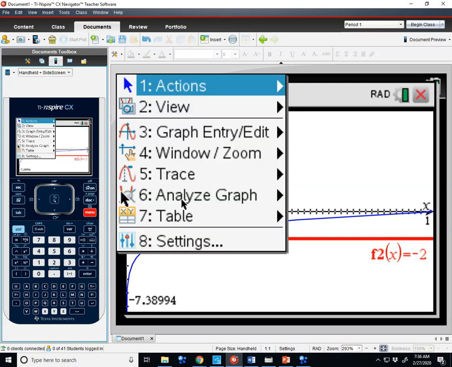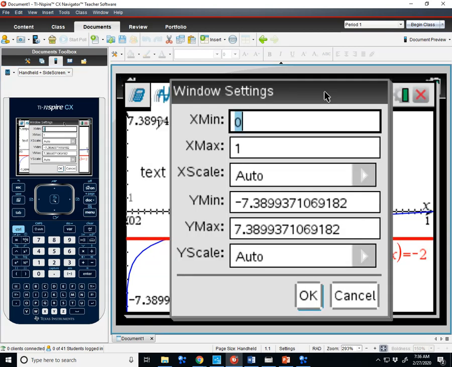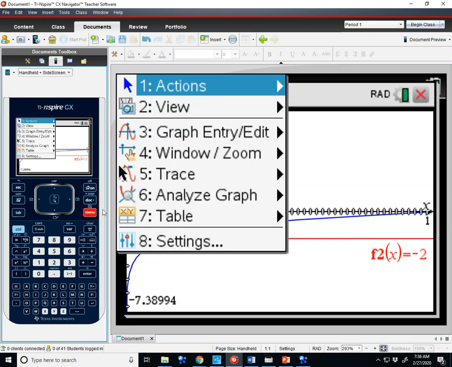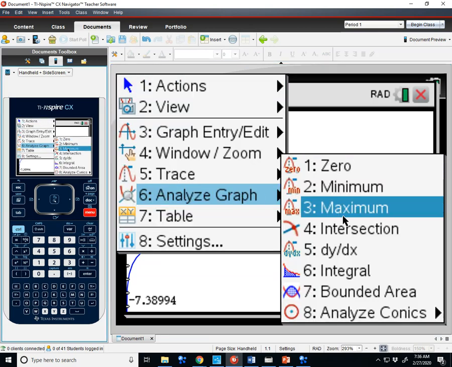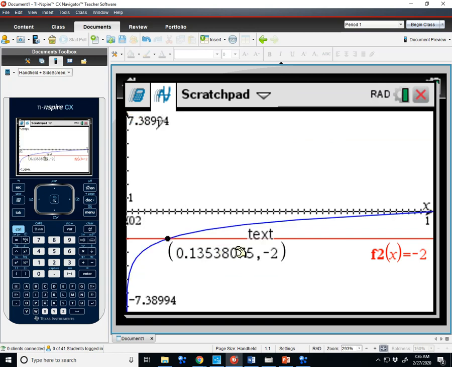There we go. Menu, Windows Zoom, Windows Settings. So when I want to isolate a domain that's stated, I use Windows Settings. If I'm looking for my graph and I'm hunting for it, I use a Zoom domain. Alright, and then what am I going to hit now to get that point of intersection? Menu, Analyze Graph, Intersection. I'm going to go to the left, I'm going to go to the right.